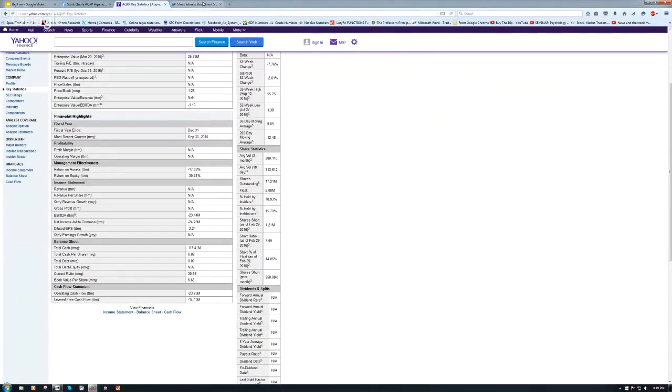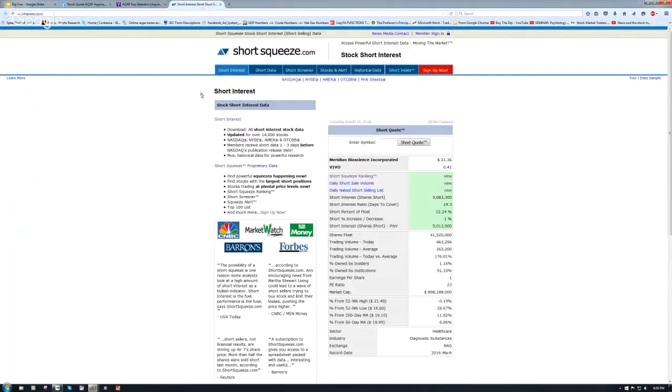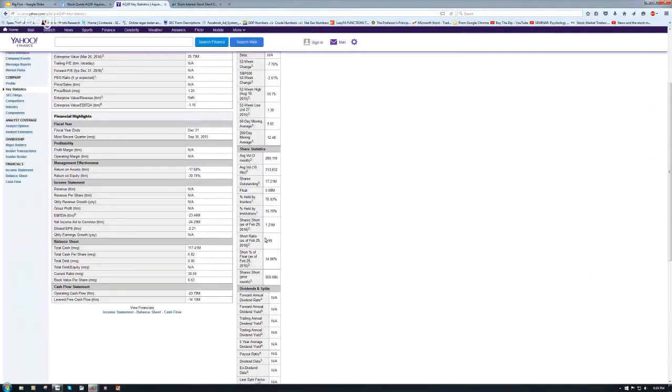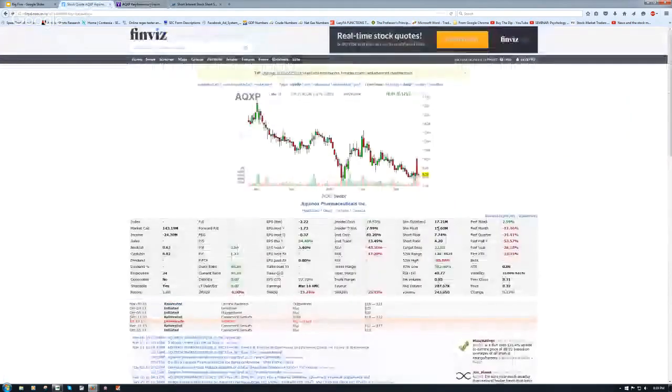The other place to get it is shortsqueeze.com, which will have the shares short. Let's see what they say about AQXP actually. So they're saying 23%. Yahoo Finance is saying 14%, and FinViz is saying 7%. So we have a large range there.